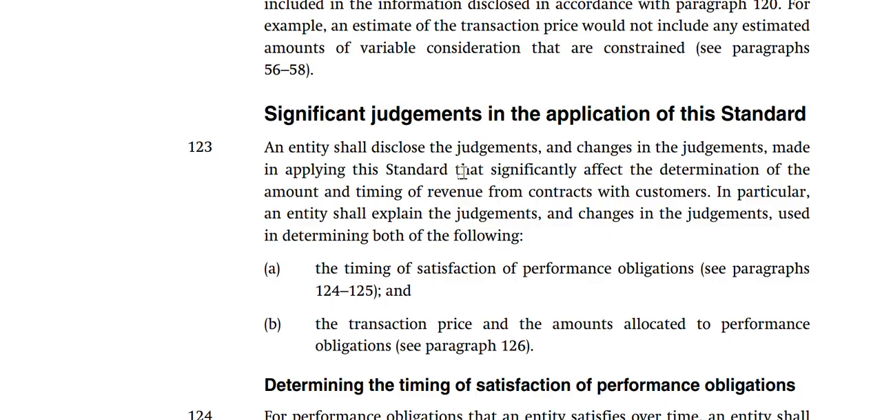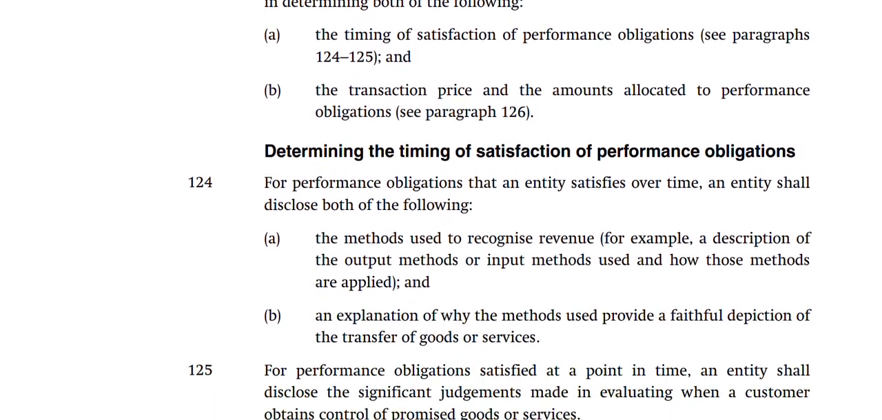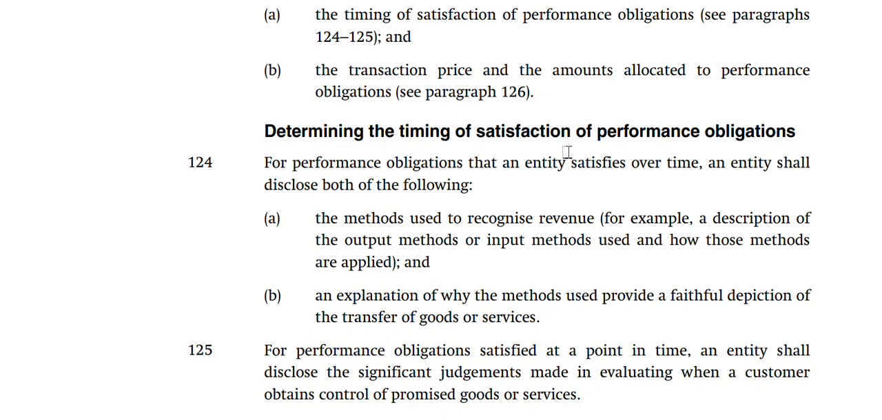An entity shall disclose the judgments and changes in the judgments made in applying the standard that significantly affect the determination of the amount and the timing of revenue from the contracts with customer. In particular, an entity shall explain the judgments and changes in the judgment used in determining both the timing of satisfying the performance obligation, the transaction price, and the amount allocated to the performance obligation. And then 124, determine the timing of satisfaction of performance obligation.